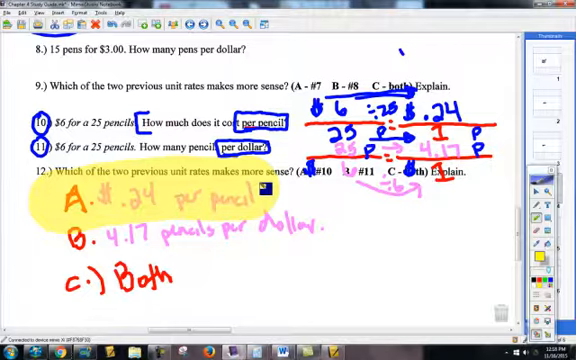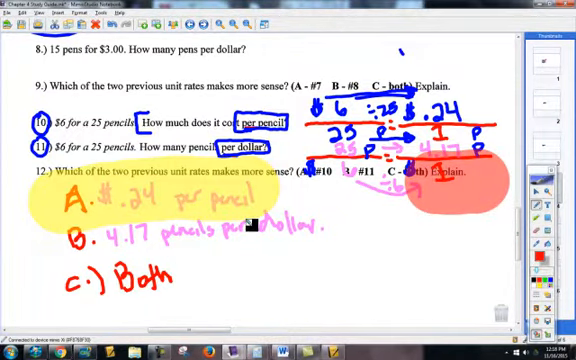Okay. Now, let's do this. I'm not trying to confuse you. The answer is A, and it says explain. The reason why would be because you can have partial money, right? I can come up with 24 cents. You cannot have partial pencils.